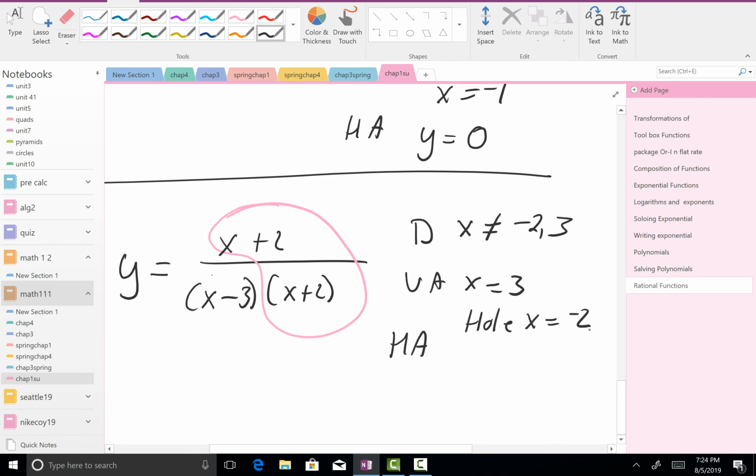Now I know I got to have 2 discontinuities because my domain doesn't exist in each part. So this is a 3. That's my vertical asymptote. That means I got to have a hole. Either I got 2 vertical asymptotes or I got a hole in that situation.